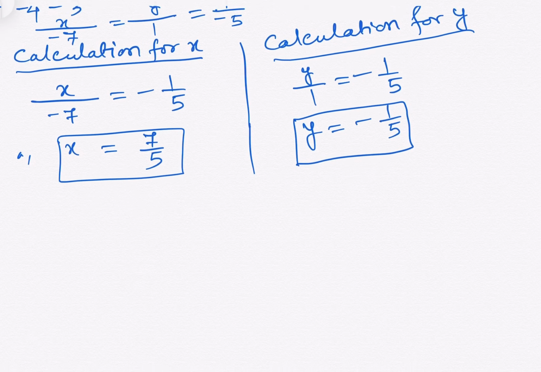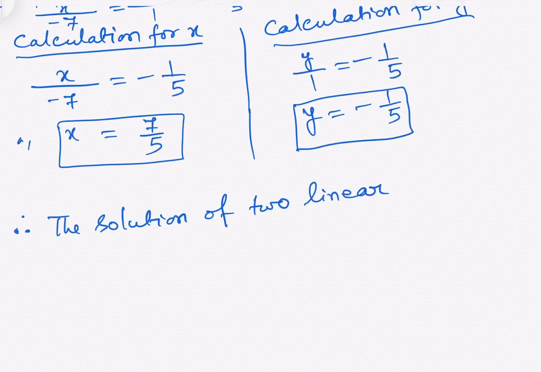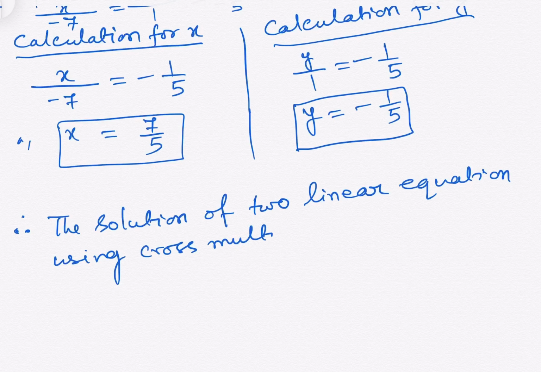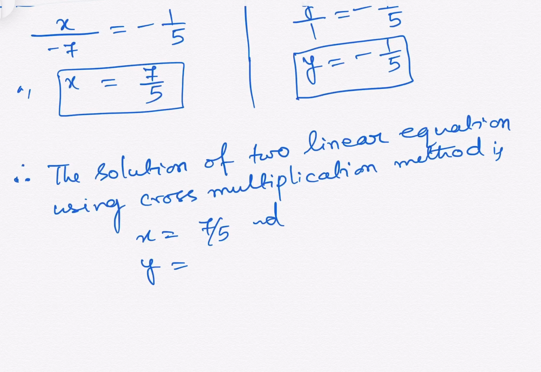So now our final solution is, therefore, the solution of two linear equations using the cross multiplication method is x equals to 7/5 and y equals to -1/5. So this is our final answer.